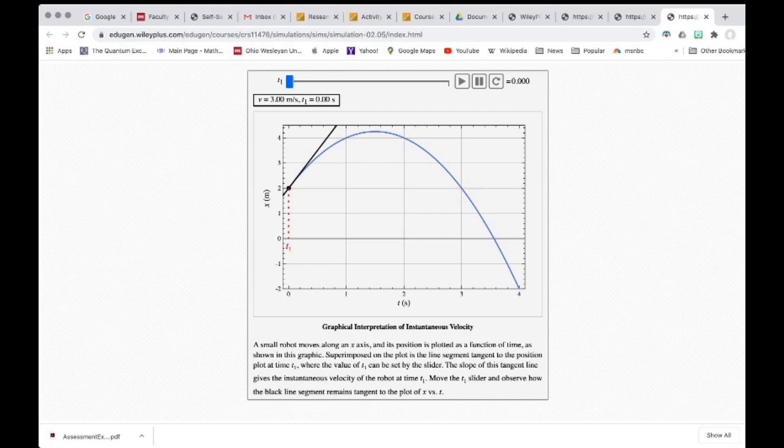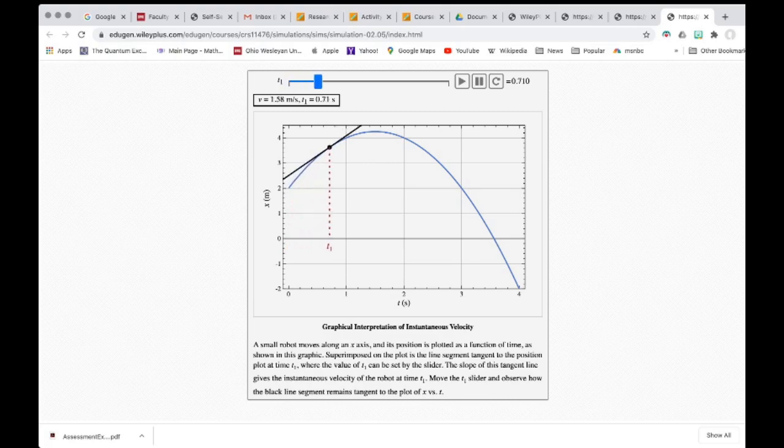So for example, in this position versus time curve, I have the t1 slider set to 0, so the tangent line is at time 0, and you can see the black line there, and you can see it has a positive slope. And it turns out the slope of that line is exactly 3 meters per second. So the instantaneous velocity of the particle at time 0 is 3 meters per second. That means the particle is moving at a rate of 3 meters per second in the positive x direction at time 0. So again, you need to be able to tell me the story of the particle's motion. Let's change the time slider to t1.